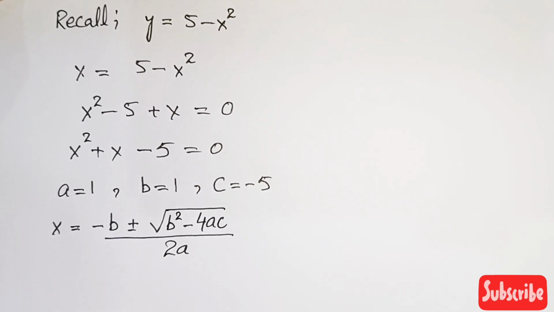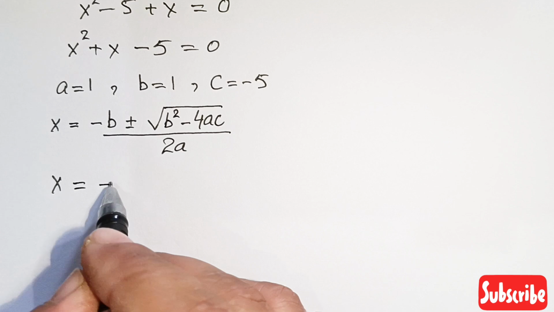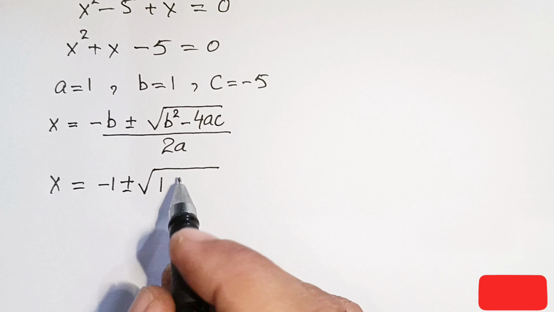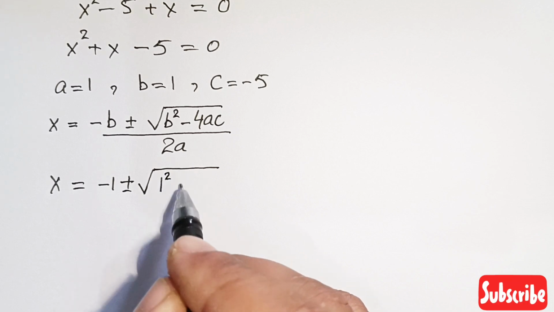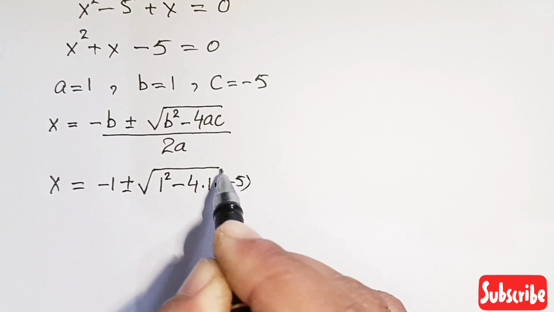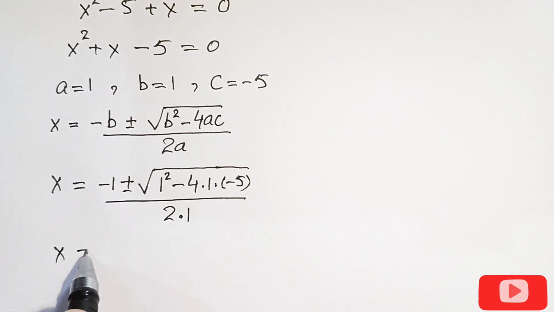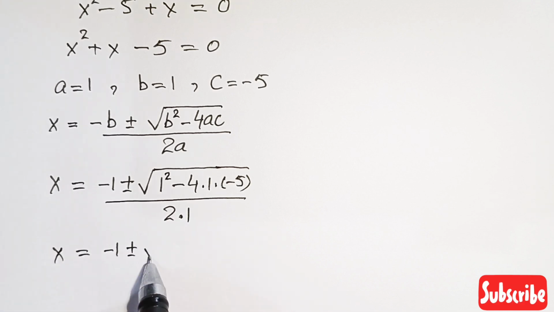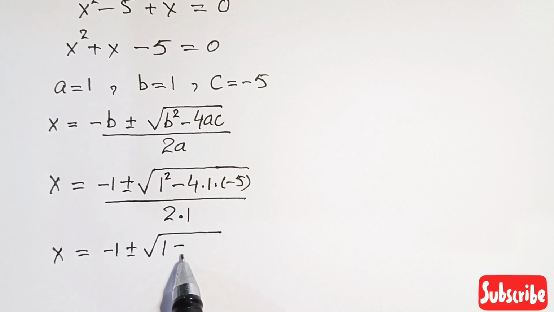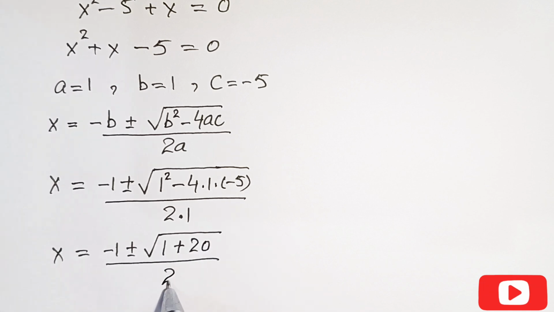Now putting in the values, we get x is equal to minus b, which is minus 1, plus minus square root of b squared, which is 1 squared, which is 1, minus 4 times a, which is 1, and c, which is minus 5, all over 2 times a, and a is 1. So x will be minus 1 plus minus square root of 1, here 1 squared is 1, minus times minus is plus, 4 times 5 is 20, all over 2.